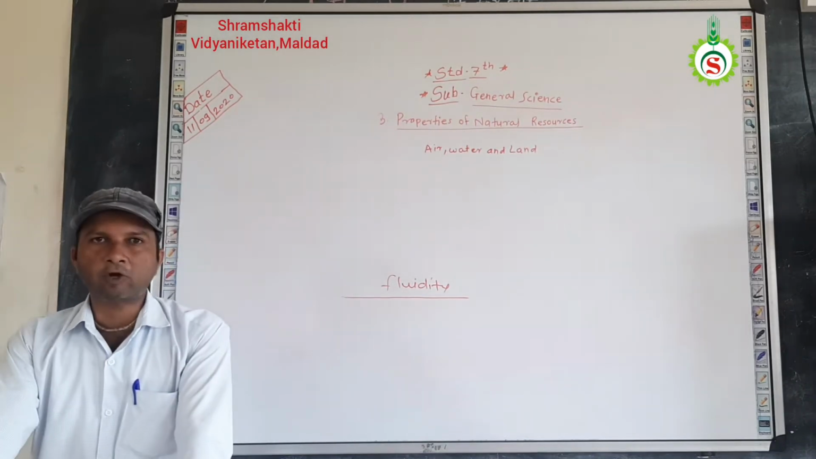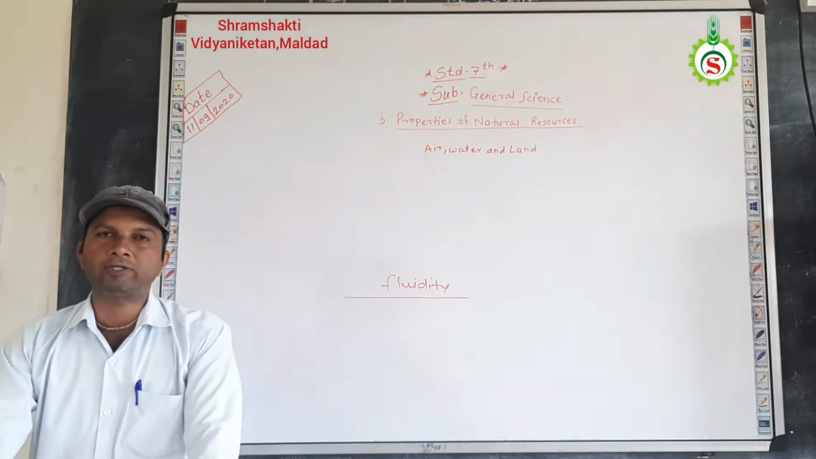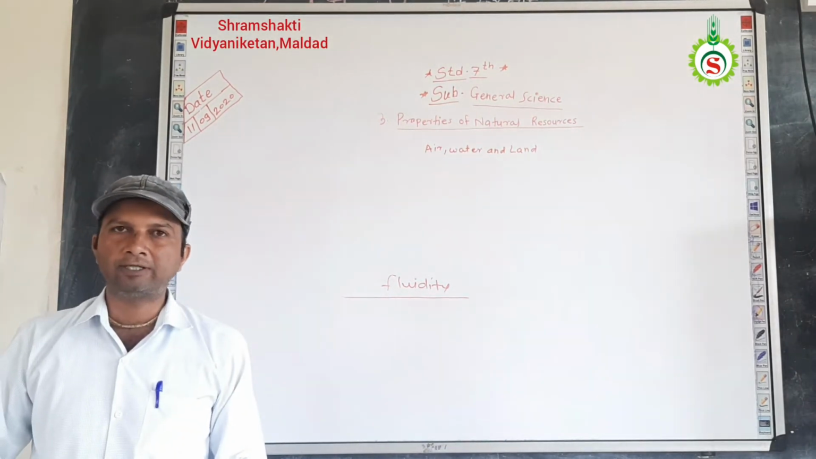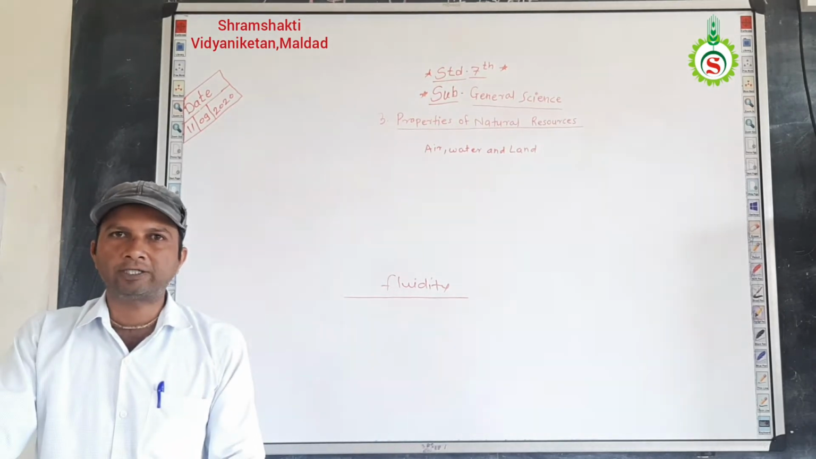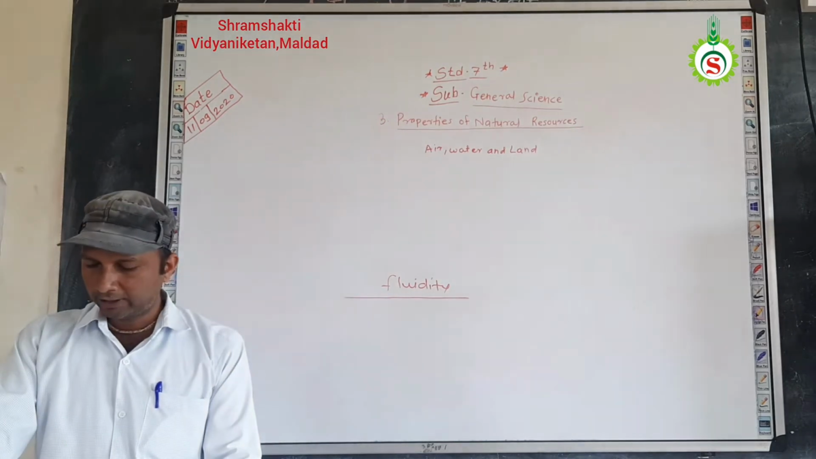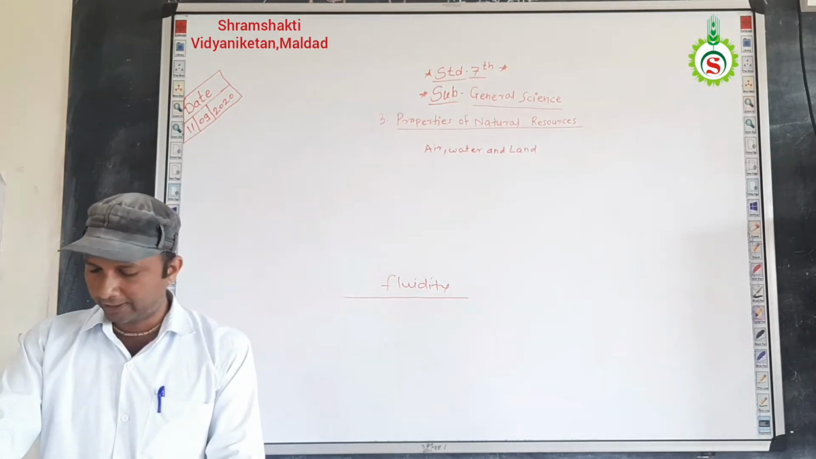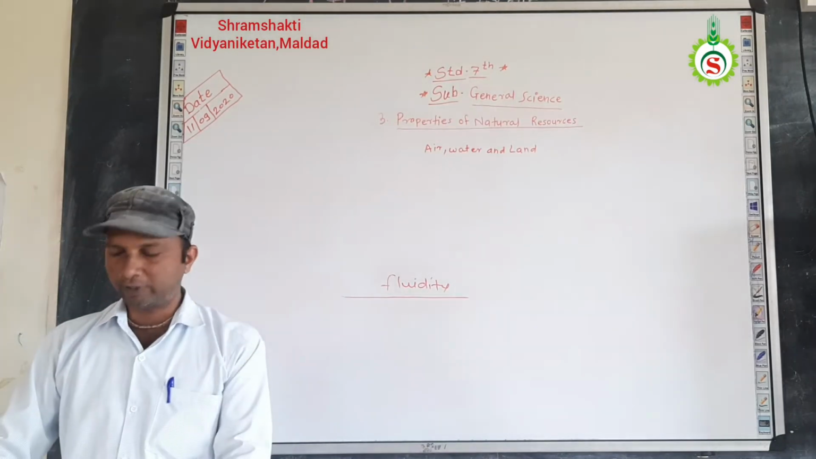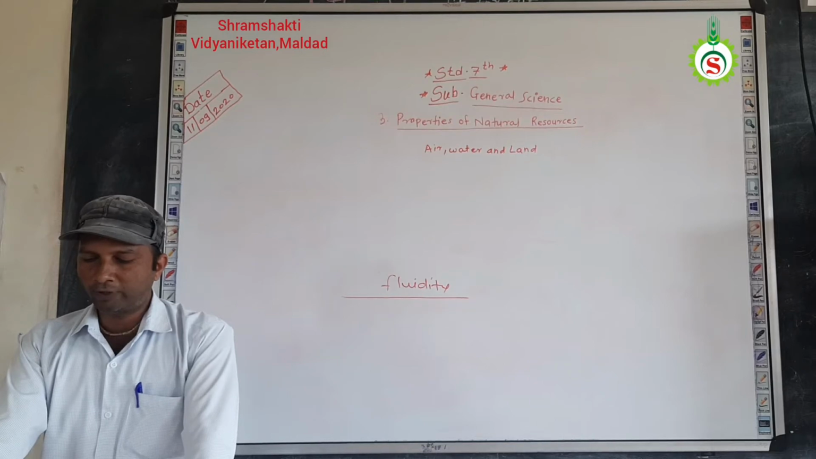Now third property: many substances are soluble in water. You know that water is called the universal solvent. What does that mean? Most substances dissolve in water, for example salt and sugar. These substances dissolve easily in water. Most of the substances present in nature dissolve in water. Therefore, water is called the universal solvent. So water is used as a solvent in factories.